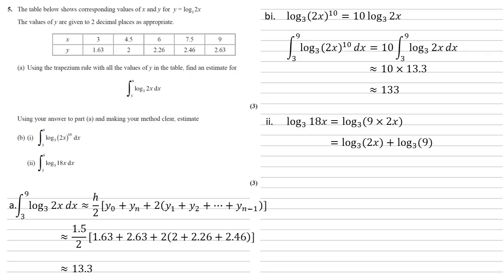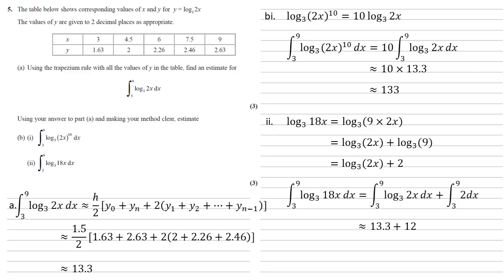If we look at that second log, that's basically just saying, what do we need to raise 3 to the power of to get 9? Well, that's just 2. So log base 3 9 is 2. So we can rewrite log base 3 18x as log 2x plus 2. Now we've got our log in the same form as part A, so we can find the integral of this. The integral we're looking for is now going to be the integral from part A plus the integral between 3 and 9 of 2 dx.